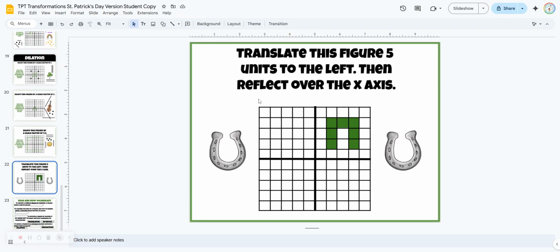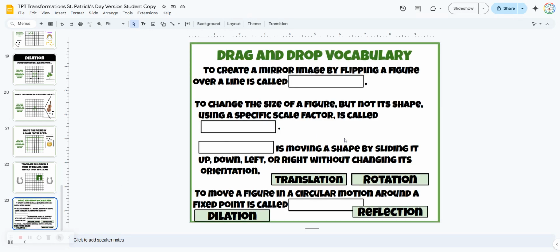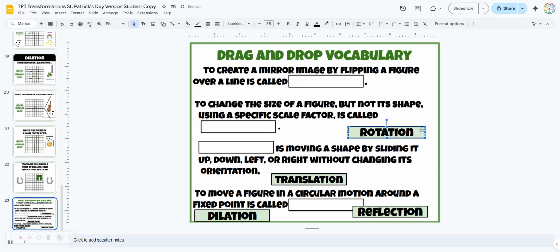On slide 22, we're going to use 2 different transformations of the same figure. They're going to first translate this figure 5 units to the left and then reflect it over the x-axis. The final slide has drag and drop vocabulary, so they're just going to take each one of these, click and hold on the edge, and they're going to move it into the correct place in the sentence frames.